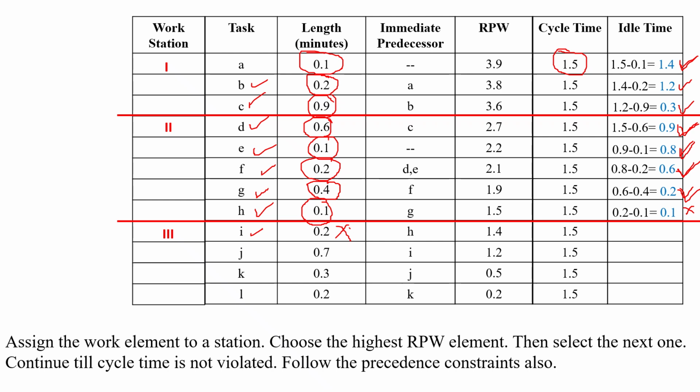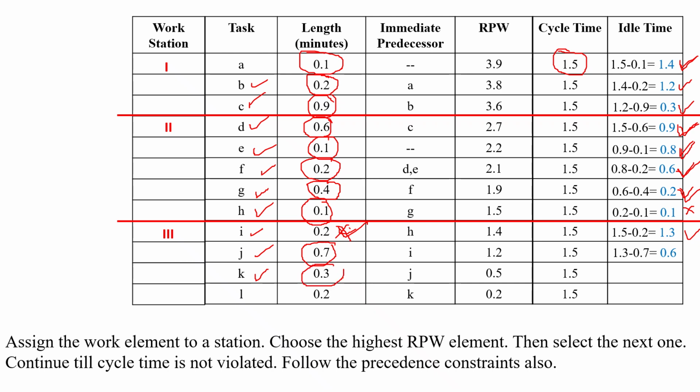In the third workstation, first task is I and its processing time is 0.2. Then idle time will become 1.5 minus 0.2, it is 1.3. Next task is J. Processing time is 0.7. Availability time is 1.3. So we can add the task J in the third workstation. And after adding the task J, idle time of the third workstation will become 0.6.